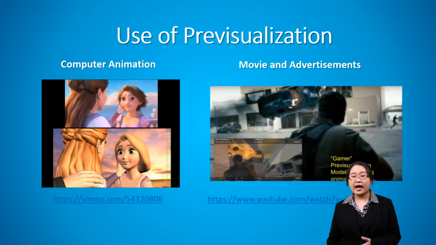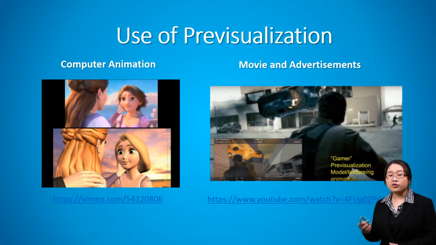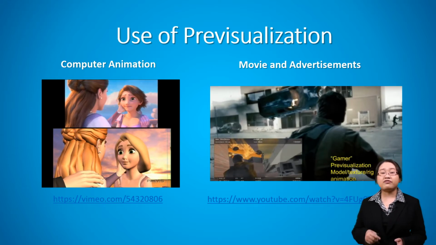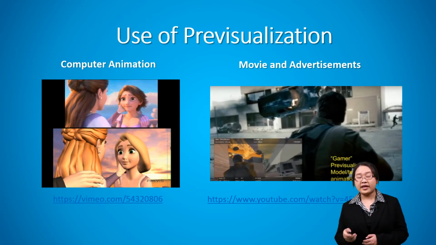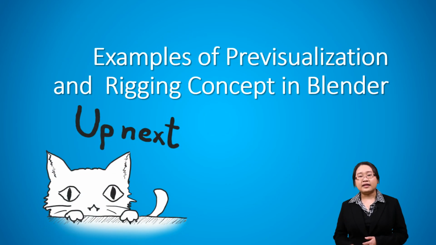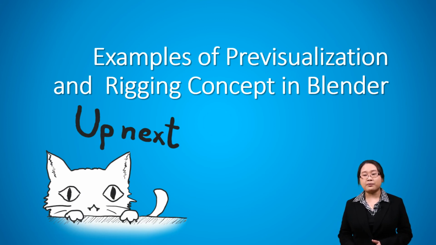But at the same time, people in the movie industry as well as the advertisement industry also use the pre-visualization to test out in the 3D space if their special effects or their planning really work out before they start shooting. And then let's see some examples of those pre-visualization as well as the rigging concept in Blender.